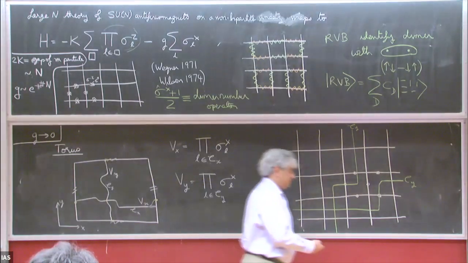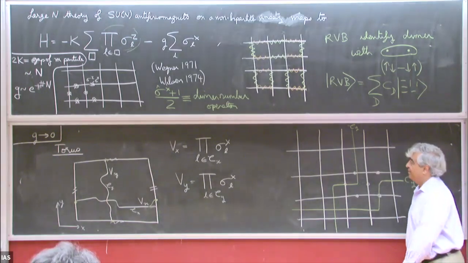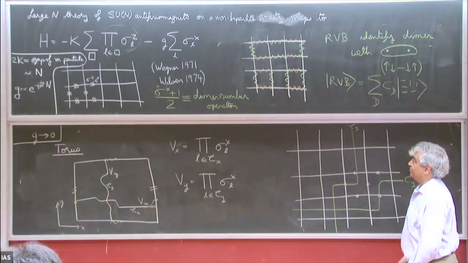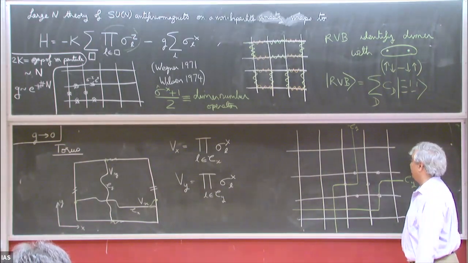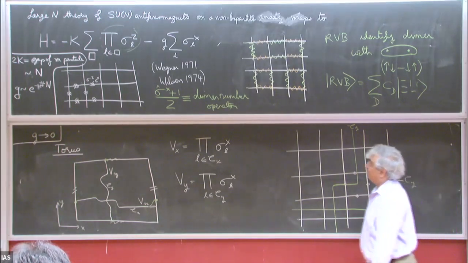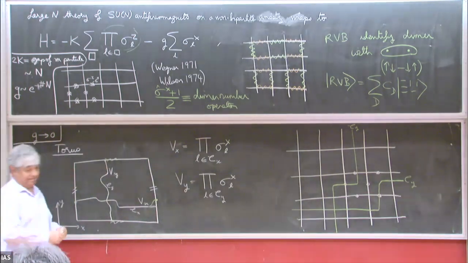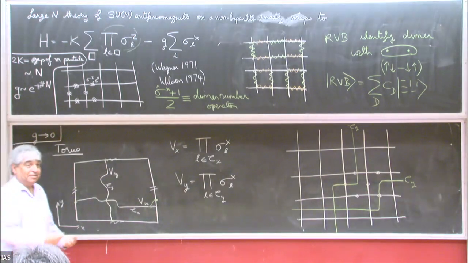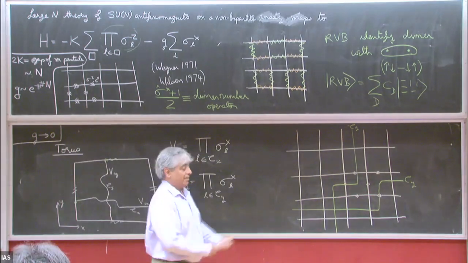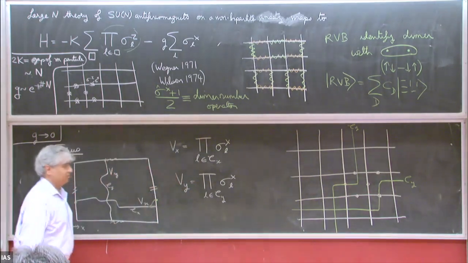Okay, so now once I've written this down, it's easy for you to check that Vx commutes with the Hamiltonian and Vy commutes with the Hamiltonian. And Vx and Vy are not products of any of the G_i. It's really an extra set of conservation laws, which in fact encapsulate the topological order of the system.